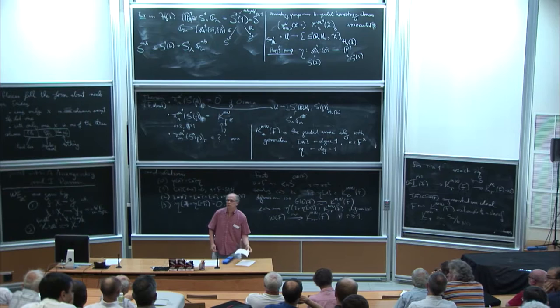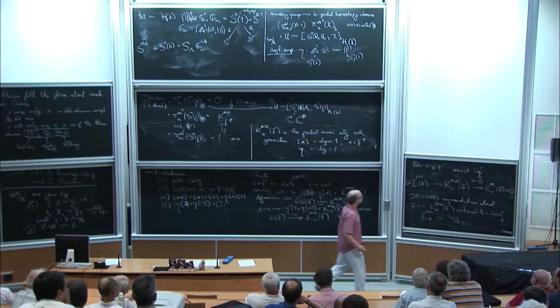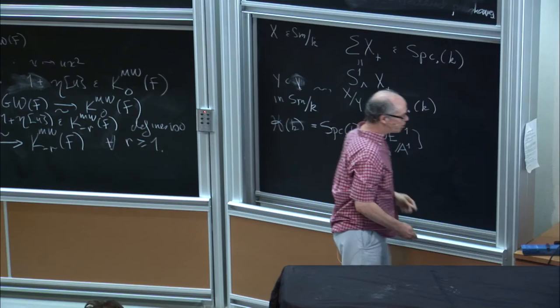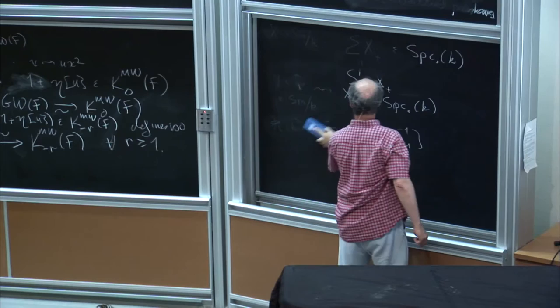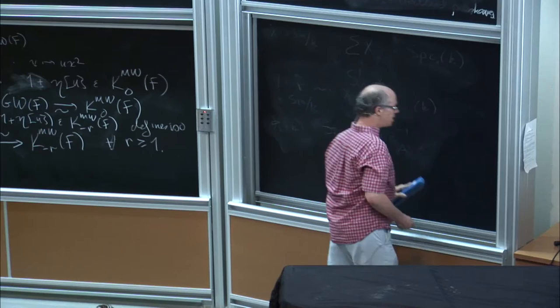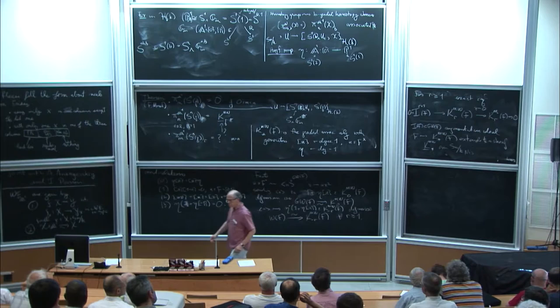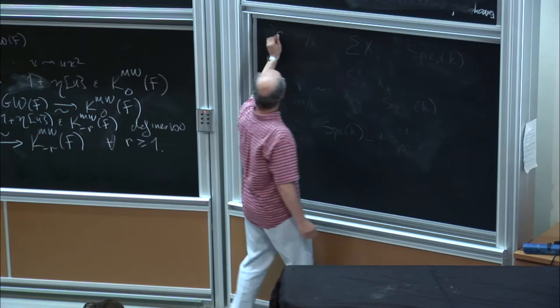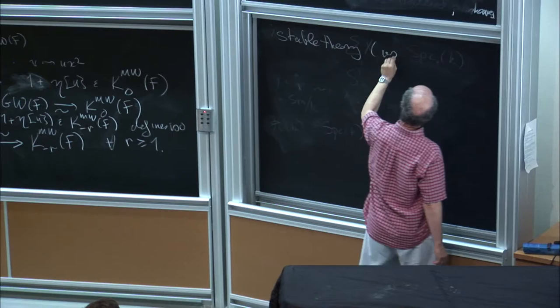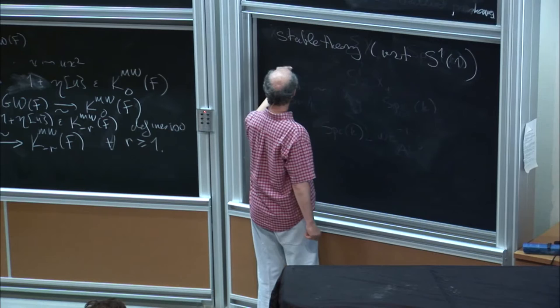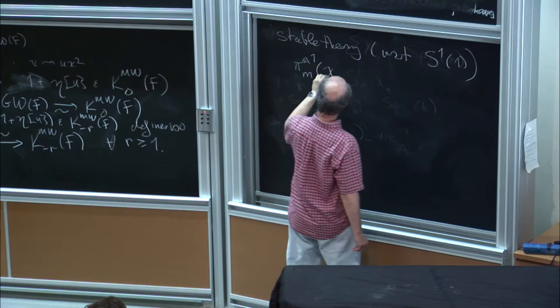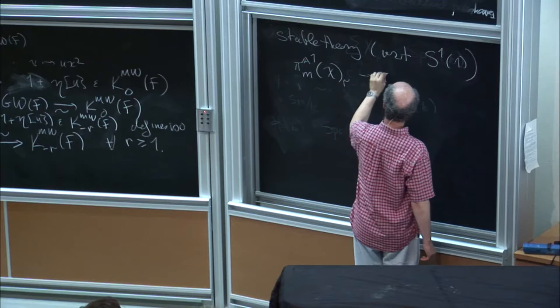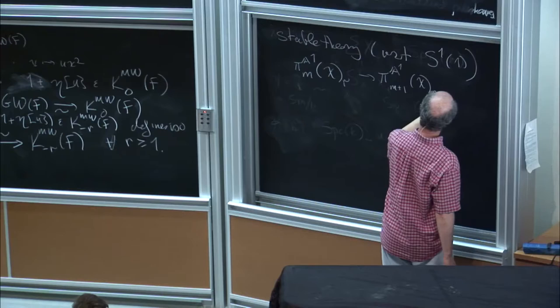So we can stabilize. And as you might suspect, you don't stabilize with respect to S1. You stabilize with respect to S11. So you stabilize with respect to S1 and with respect to Gm simultaneously, if you like, with respect to P1. So, right? So you get stabilization maps. And right, suspension.